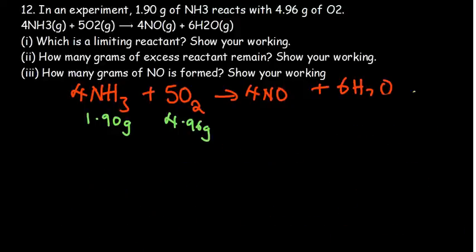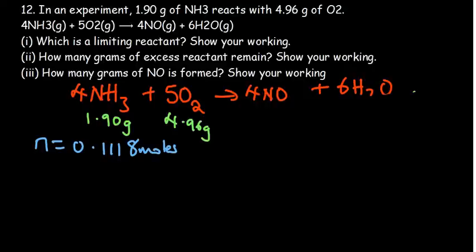The second question is asking us to determine how many grams of excess reactant had remained. So to save some time, don't forget that the number of moles of ammonia was 0.1118, if I'm not mistaken. So why am I writing that?